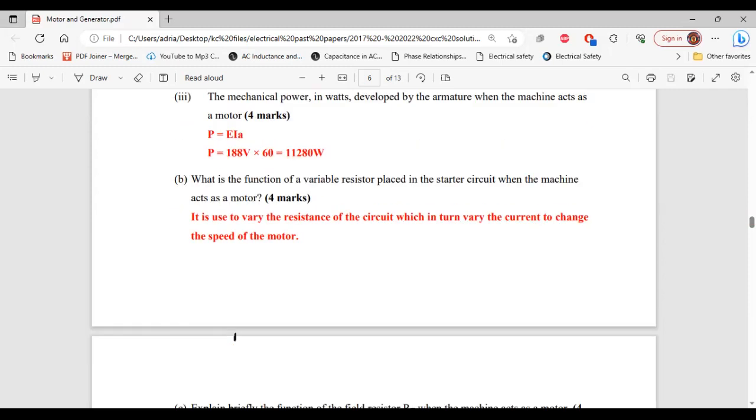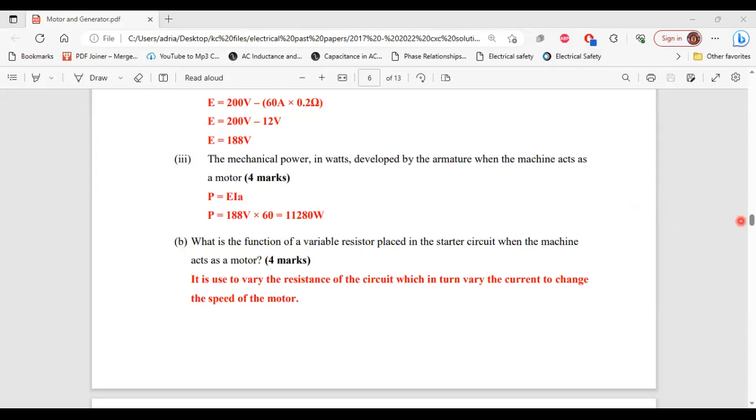Part B, it says what is the function of a variable resistor placed in the starter circuit when the machine acts as a motor. All right, so it is used to vary the resistance of the circuit, which in turn varies the current to change the speed of the motor.